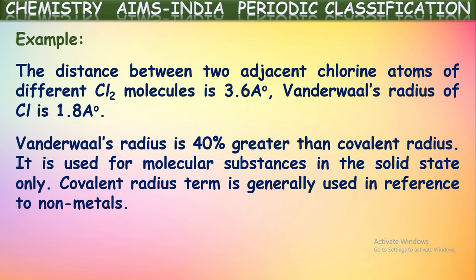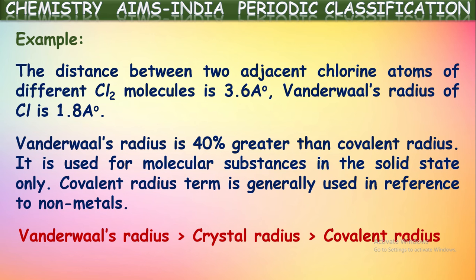So it is used for molecular substances in the solid state only. These van der Waals radii are generally used for substances in the solid state. The covalent radius term is generally used in reference to non-metals. So covalent radius is generally used for non-metallic molecules.